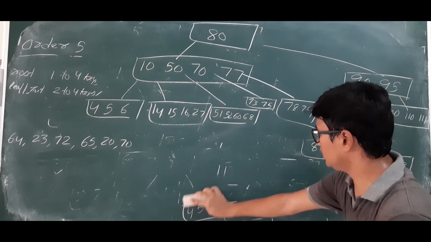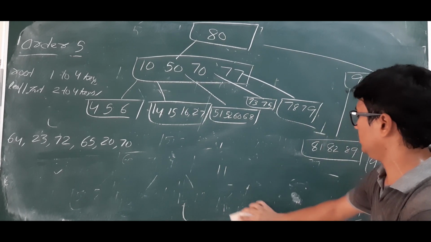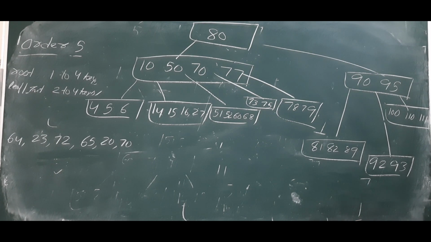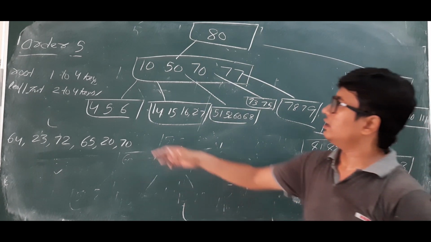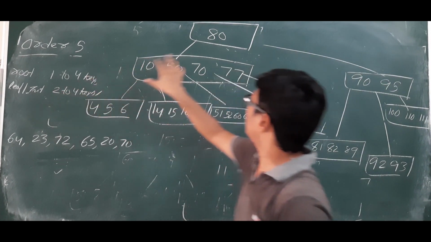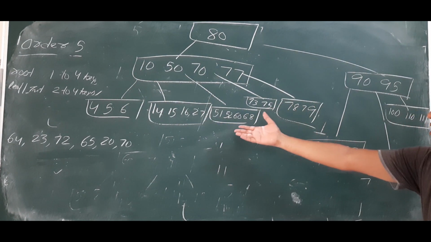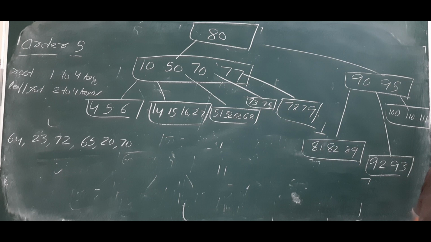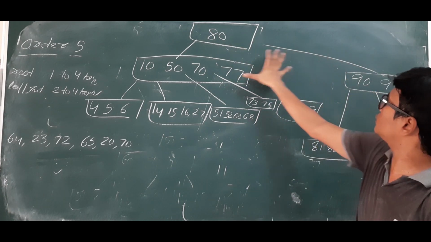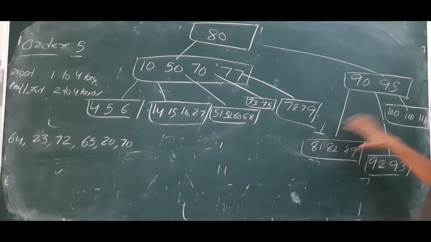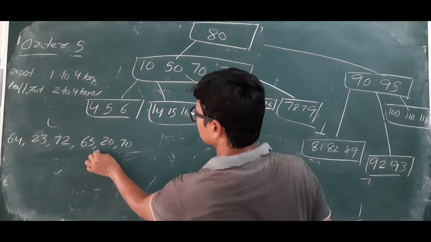Now after doing this one we have to check whether it is satisfying the B-tree properties or not. A leaf node or internal node can have a maximum of 4 keys, so it is permitted, and all the leaf nodes are at the same depth, because this is the root node, these two are the intermediate nodes, and the rest are all leaf nodes. So it is satisfying the B-tree property. So we have deleted 20 successfully.